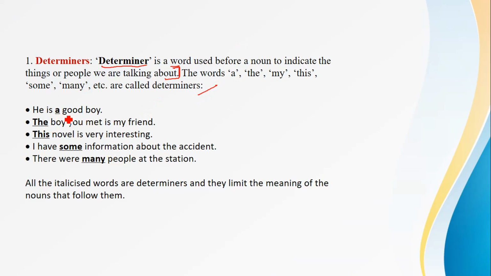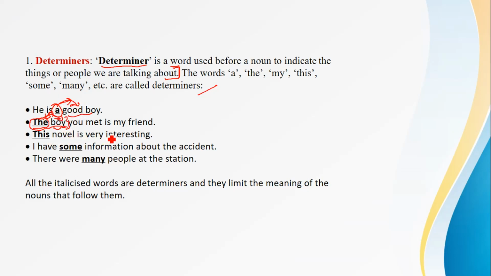Okay, so over here we've got: he is a good boy. So a is a determiner. A means that we are talking about one single boy. Okay, the boy you met is my friend. The boy over here, the is a determiner. So the means a particular boy. We are talking about a particular boy. Both these determiners are reflecting a noun. The is reflecting a particular boy. A over here is reflecting a random boy that we do not know.